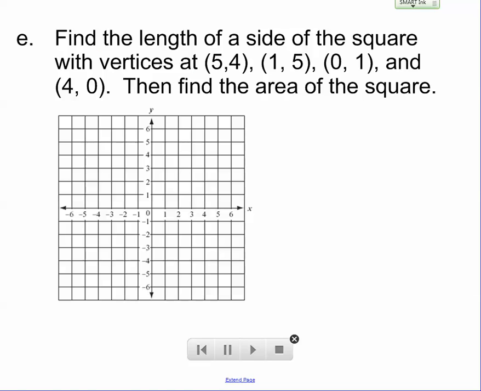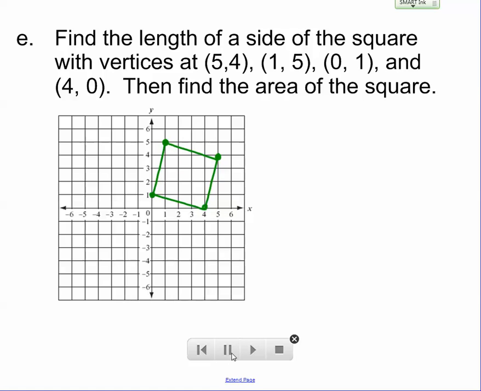All right. So we've done this kind of stuff before on an in-class activity. We're going to find the length of a side of the square with these vertices, and then we're going to find the area of the square. So the first thing I'm going to do is graph this square. So we got 5, 4, 1, 5, 0, 1, and 4, 0. And there's my square. I'll box it in to show that it's a square.